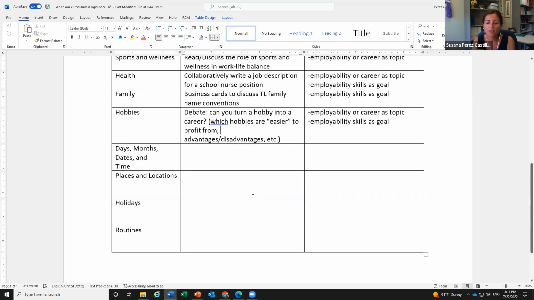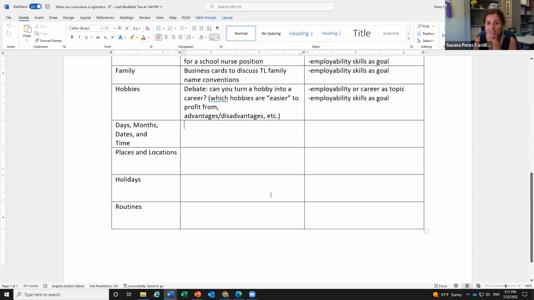And then the activity that I was going to have you do, we're not doing that, but that could be like later on, you can think about it when you're teaching days, months, dates, right? What kind of activity could you do? Place and locations, holidays, or routines? That's it for me.